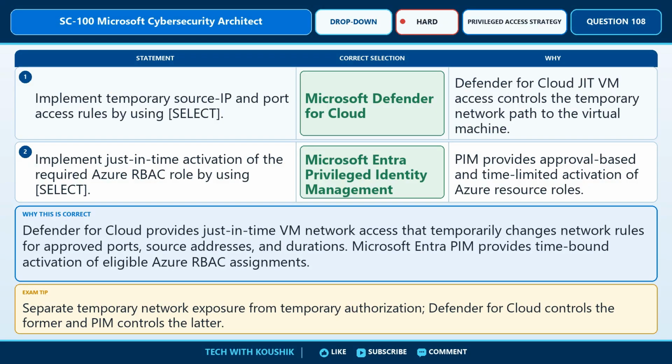For Statement 1, the correct selection is Microsoft Defender for Cloud. Defender for Cloud JIT VM access controls the temporary network path to the virtual machine. For Statement 2, the correct selection is Microsoft Entra Privileged Identity Management. PIM provides approval-based and time-limited activation of Azure resource roles. Exam tip. Separate temporary network exposure from temporary authorization. Defender for Cloud controls the former, and PIM controls the latter.